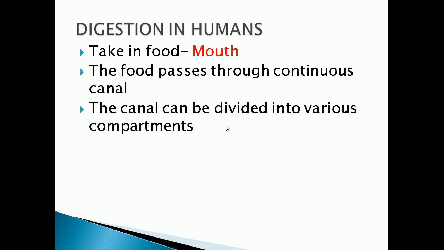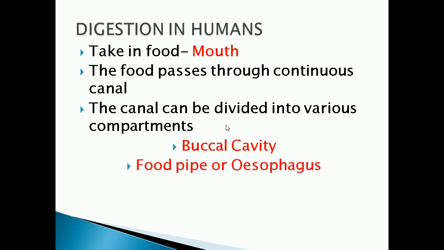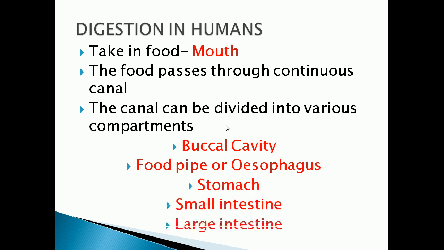The food which we take in through the mouth passes through a continuous canal. This canal can be divided into various compartments. The canal starts from the buccal cavity and ends at the anus. The first compartment is the buccal cavity. Next, the food pipe or esophagus. What is the other name of the food pipe? Esophagus. Then the stomach, then the small intestine, then the large intestine.